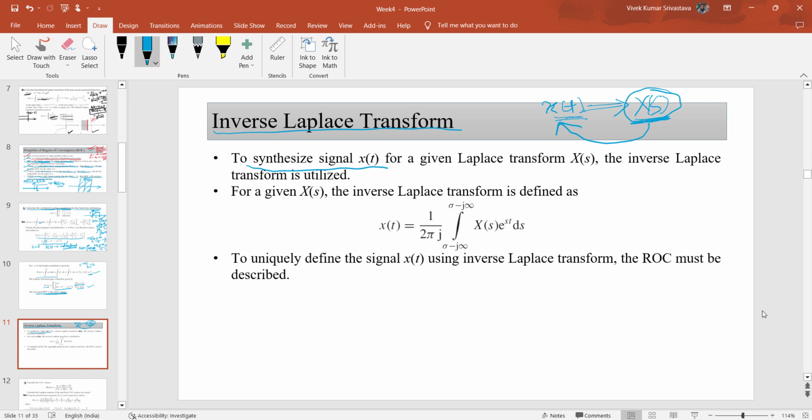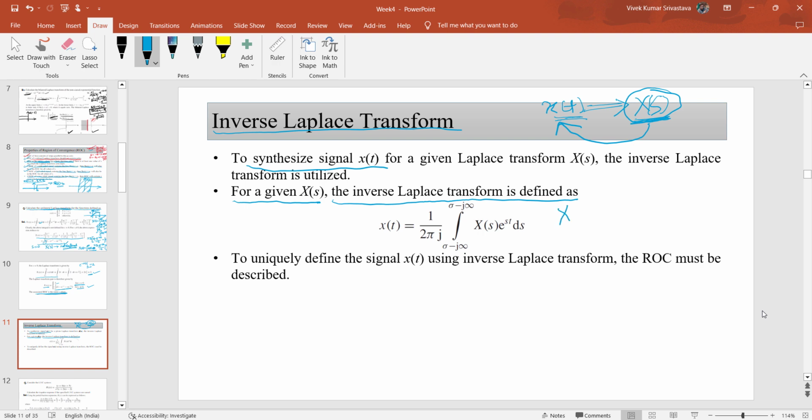So this is basically a synthesis problem. This inverse Laplace transform states that for a given X(s), the inverse Laplace transform is defined as x(t) equals minus 1 over 2 pi j integral sigma minus j omega to sigma plus j omega. Here I think some mistake is there. This limit should be minus infinity to infinity X(s) e raised to the power st ds.